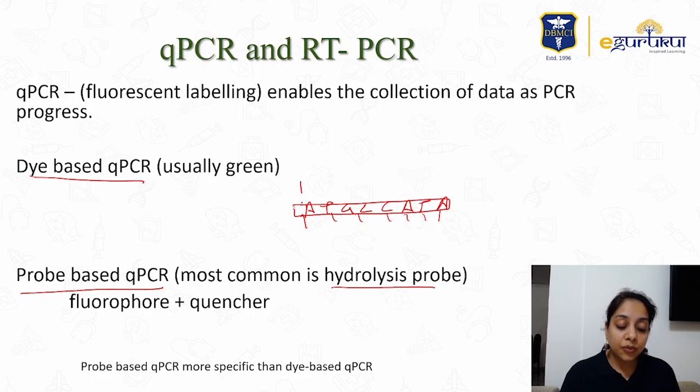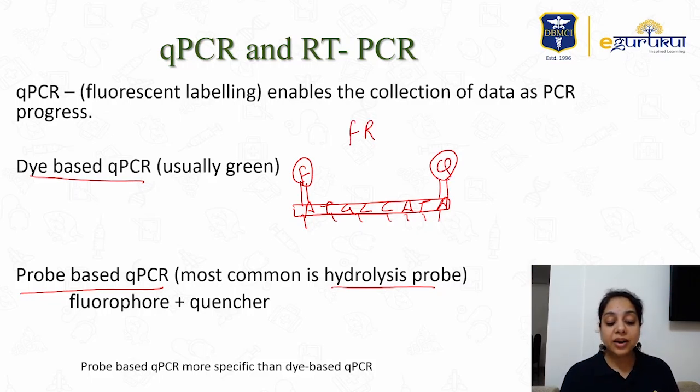Okay, and on one side you have the fluorophore, and on the other side you have the quencher. Via the FRET technique, fluorescence resonance energy transfer, the fluorophore is going to fluoresce. But since there is a quencher attached to it, the quencher absorbs all the fluorescence given by the fluorescent probe on one side.